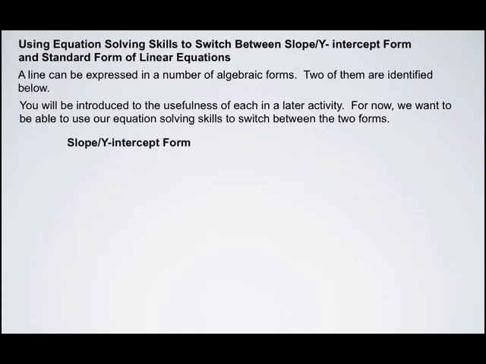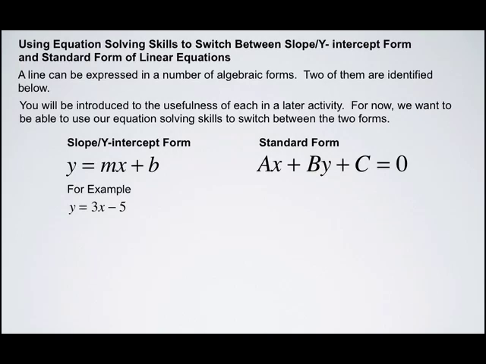The first form is slope y-intercept form. That's y equals mx plus b. For example, y equals 3x minus 5 is in slope y-intercept form. The second form is standard form. That's ax plus by plus c equals 0. For example, 3x minus y minus 5 equals 0 is in standard form.